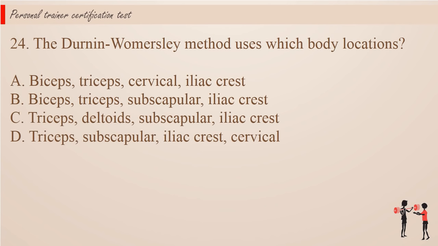Question 24. The Durnin-Womersley method uses which body locations? A. Biceps, triceps, cervical, iliac crest. B. Biceps, triceps, subscapular, iliac crest. C. Triceps, deltoids, subscapular, iliac crest. D. Triceps, subscapular, iliac crest, cervical.